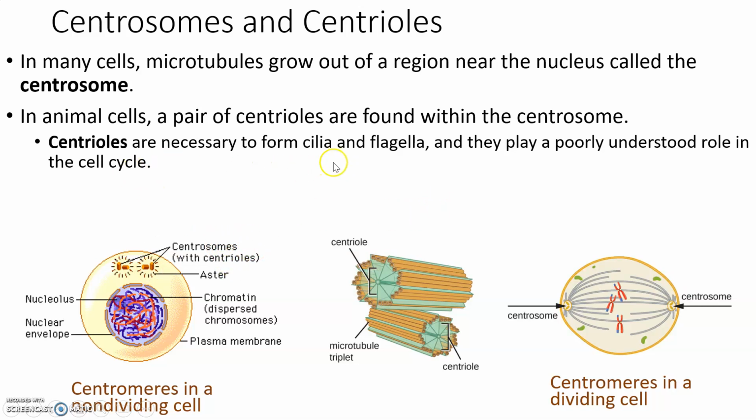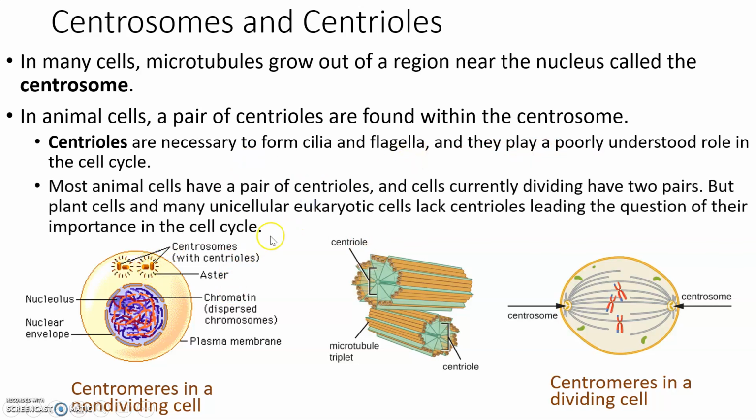So centrioles are necessary for the cilia and flagella. Again, those are the tail-like structures. We don't know exactly what they do, but we know that if we remove them, the cilia and flagella don't work. Again, like I said, most animal cells have centrioles. Plants don't generally. But they are very important when the cell starts to divide. They help to separate the DNA during cell division.